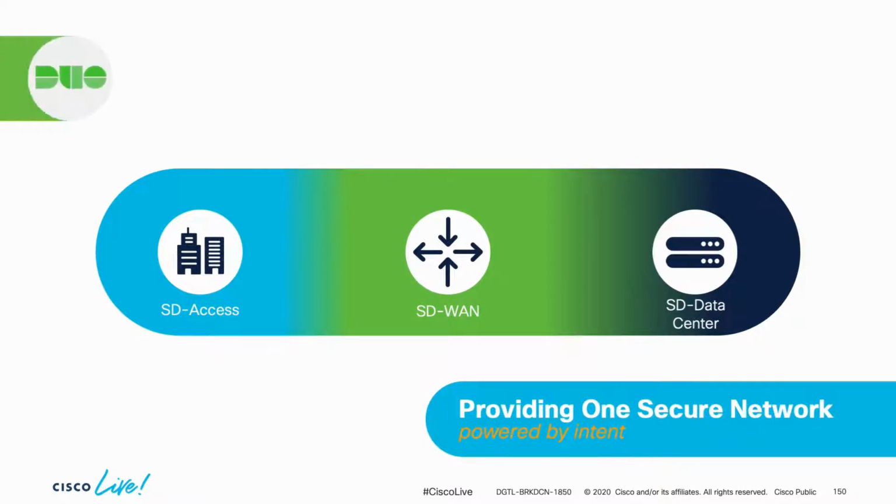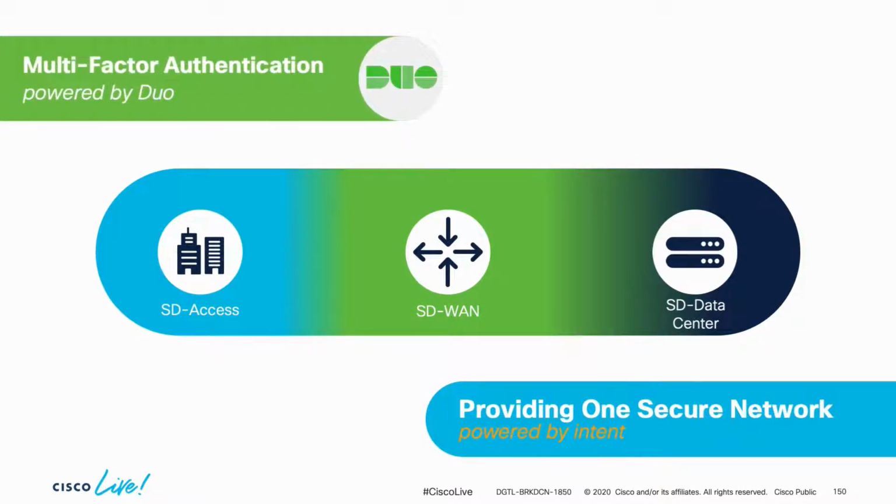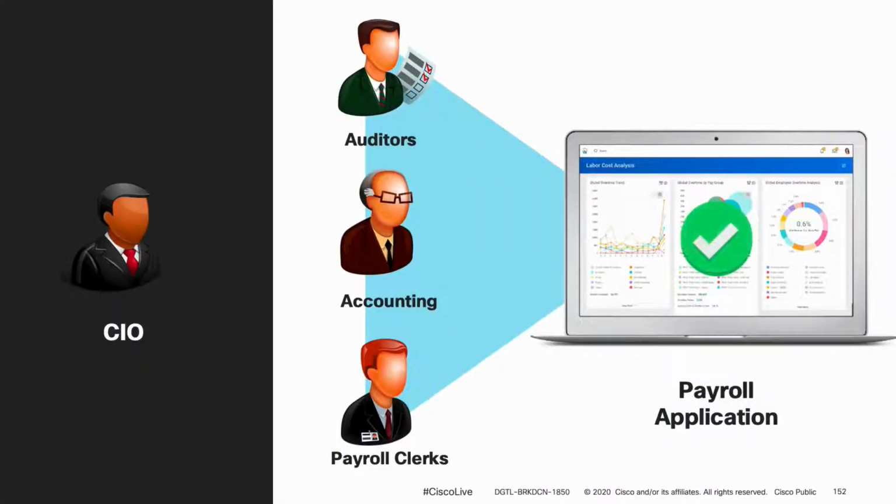Now, if we add Duo to provide an extra layer of security, not only do we get consistent policy and end-to-end encryption, but we now also have multi-factor authentication for our users and even for our software-defined networking consoles like APIC. Our paychecks made it right on time, and we dramatically reduce risk by enabling zero trust anywhere.